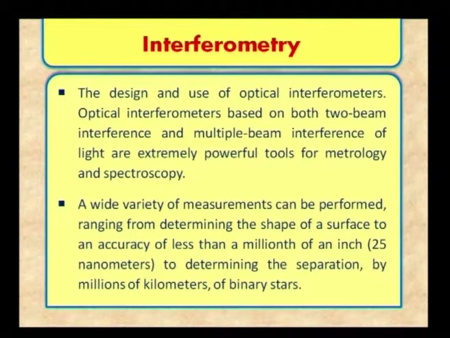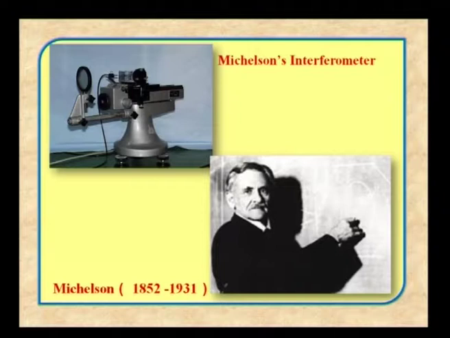So, the 25 nanometers is a very minute thing, so you can go to a difference of 25 nanometers to determine the separation, and also by millions of kilometers, the two stars separated by millions of kilometers away from where we are, the distance separating the two stars can also be determined using optical interferometers. One is minute thickness variations can be determined, that is the metrology, and also the measurement of the distance separating the two light emitting stars can also be determined using optical interferometers. And not only that, we have got so many other things to be talked about. I will come to those things a little later.